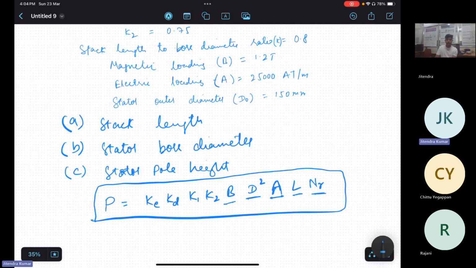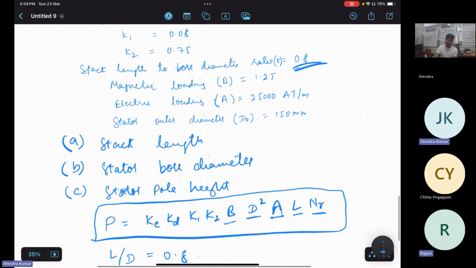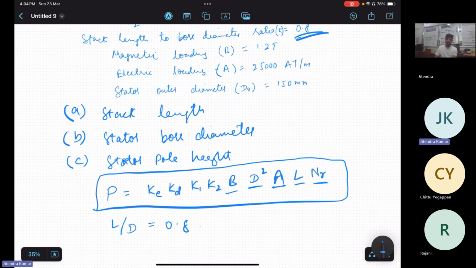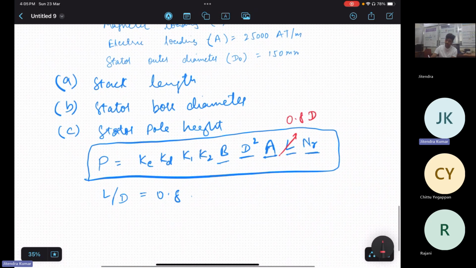Now, one more expression we can write, that is the stack length to bore diameter ratio, L by D ratio. L by D they have given as 0.8. We have solved many problems of this kind, but anyway, let us proceed. We should plug in L as 0.8D. So P is equal to KE, KD, K1, K2, A, B, D cube, NR into 0.8.